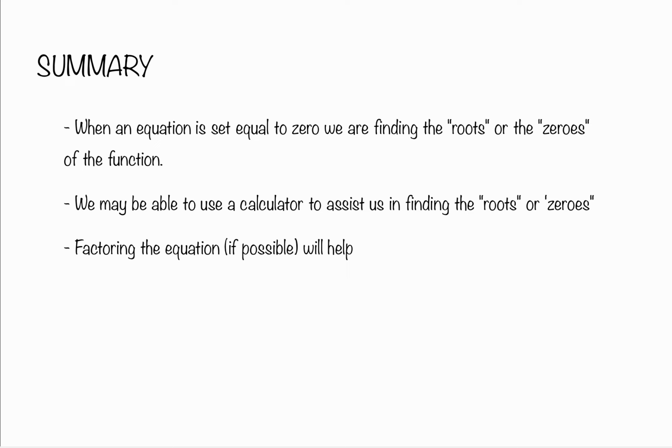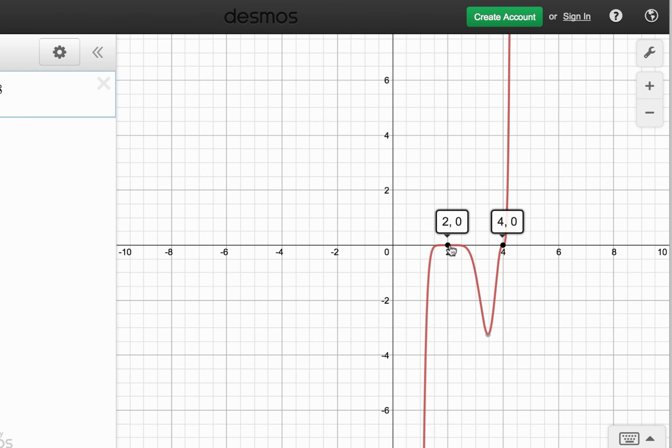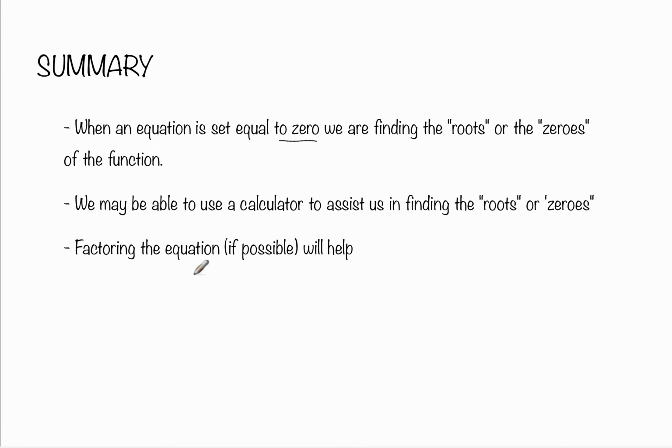So here's your summary. It's kind of a review. When an equation is set equal to 0, we are finding the roots or the zeros of the function. We can use a calculator to assist us in finding these roots or zeros. We can go to Desmos and press right on it and see what those roots are. Factoring the equation will help, if possible. Ooh, we're going to come with some that don't factor. Remember, we'd have to use the quadratic formula and other lovely tools which are yet to come.